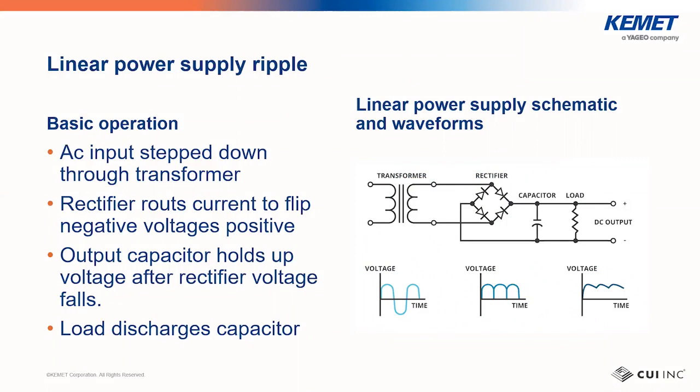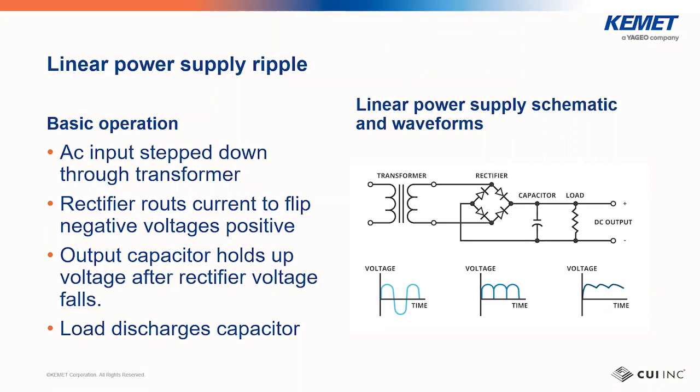Now, the way a linear power supply works is an AC input is applied to a line frequency, that is a 50 or 60 hertz, transformer, which converts the high voltage AC input into a low voltage AC output. Next, a rectifier reroutes the output current into one direction, blocking the negative portion of the AC signal and instead flipping it positive. The result is that the output signal is the absolute value of the AC input signal, which you can see in the middle graph below the schematic.